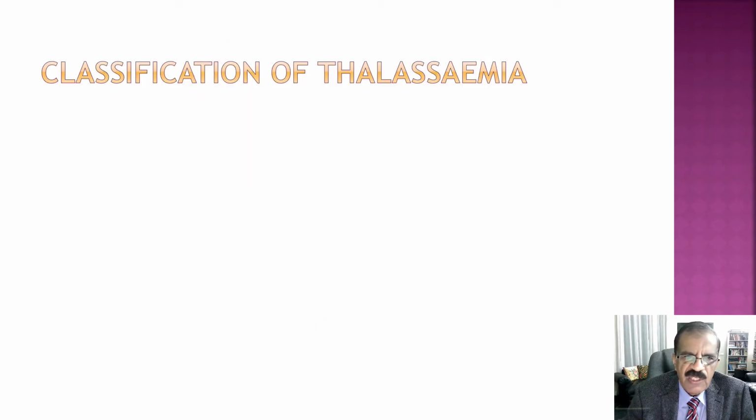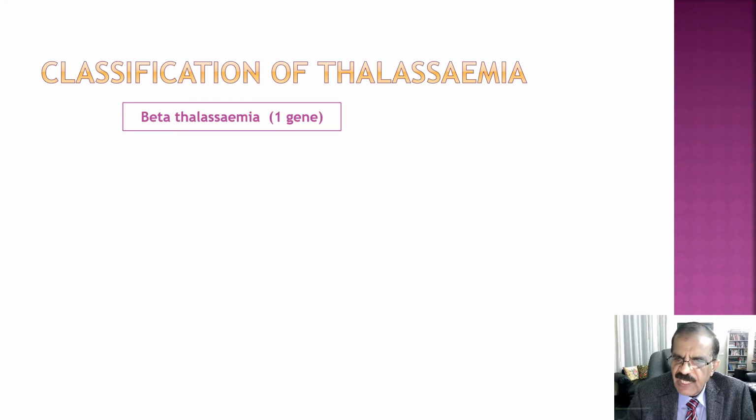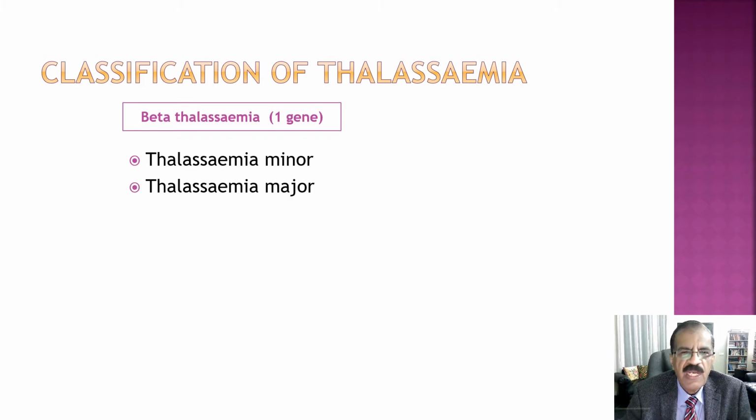Let's first classify thalassemia. There may be beta thalassemia, and the beta chain needs only one gene. So the variety of thalassemias will be relatively less in beta thalassemia. There may be thalassemia minor, also called thalassemia trait, and then there may be thalassemia major. There is actually thalassemia intermedia also, but I'm not going to discuss that in detail. I'm just going to give you the basic concepts about thalassemia. If you are interested in this subject, you can refer to the textbook and read more about it.